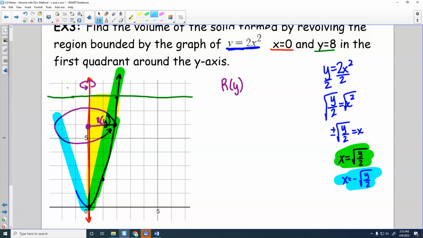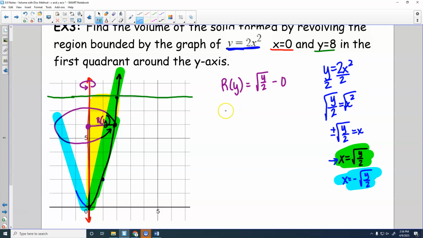So we want to choose the positive part. We want to use this part because we're in the first quadrant. If they had us in the second quadrant instead, then we would use the negative, but we're in the first quadrant. So when we're doing our R of Y, we want to take right minus left, much like we were doing with our S. On the right side, we hit the square root of y over 2. And on the left side, it's just 0, which I said is going to be that way every time for the problems we're doing today.